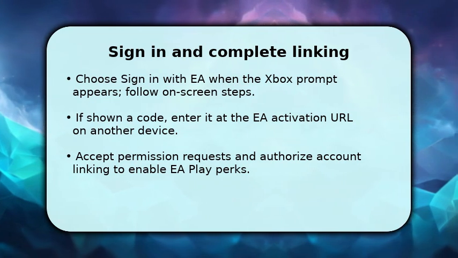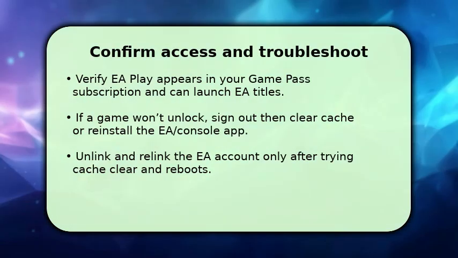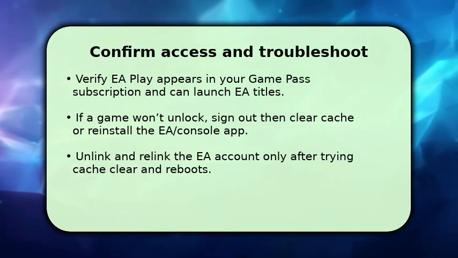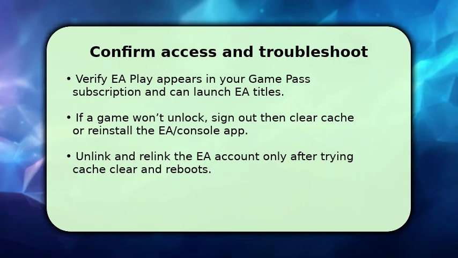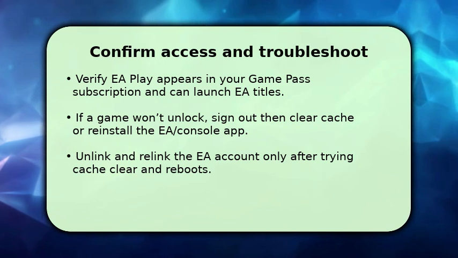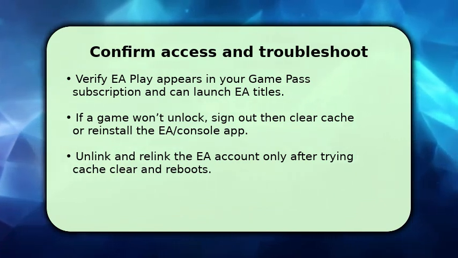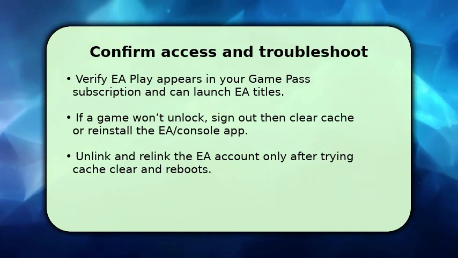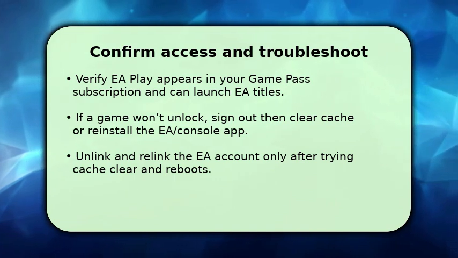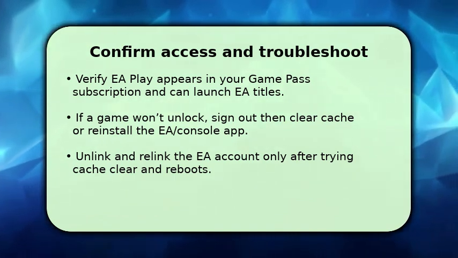Once linked, check that EA Play benefits appear in your Game Pass library and that EA titles launch without extra purchase prompts. If you still see locked content, sign out of Xbox and the EA account, reboot the device, and clear local cache or reinstall the EA app or console system update. This resolves token or entitlement delays. If problems persist, unlink and relink the EA account as a last resort. Remember, most failures are timing or cache issues, so retry after a full restart.